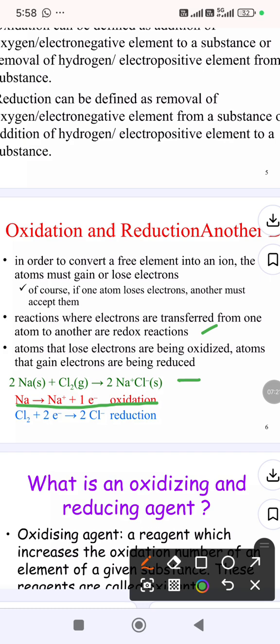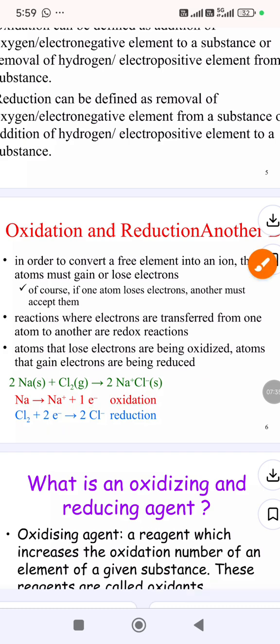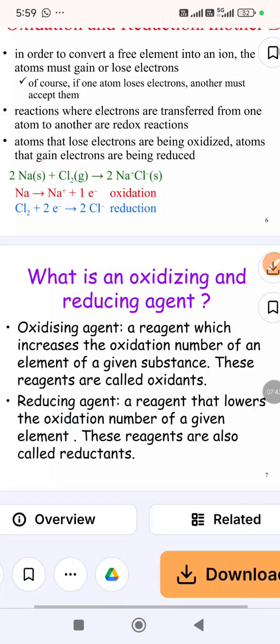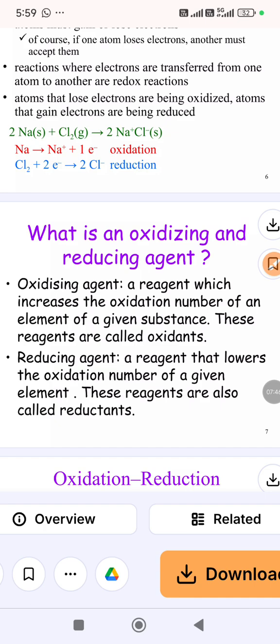So this is oxidation. Whereas the electron that sodium is losing, chlorine is gaining or accepting, and it changes to Cl negative. So this is reduction. So we can say that when there is loss of electron, it is oxidation. When there is gain of electron, it is reduction. Now coming to the oxidizing agent. The substance which oxidizes the other is called an oxidizing agent. In the process, it itself gets reduced. So keeping this in mind, let us define oxidizing and reducing agent.